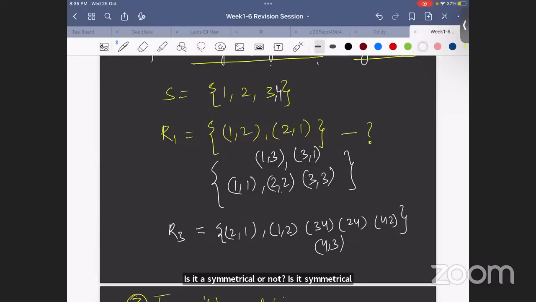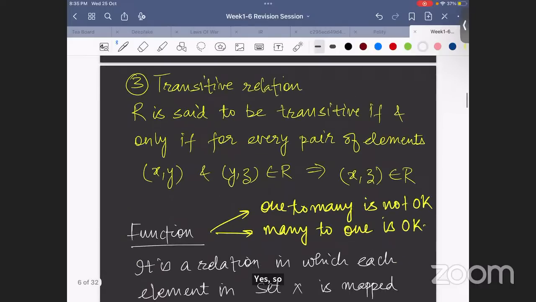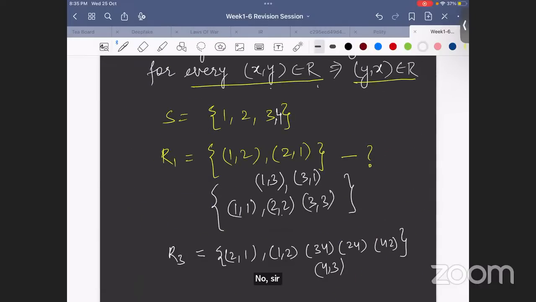It's symmetric but not reflexive. Yes, sir, it is symmetric but not reflexive. I guess these two are done. Now let's move to the transitive. Okay, this is clear, right? Yes, sir. What about an empty set?